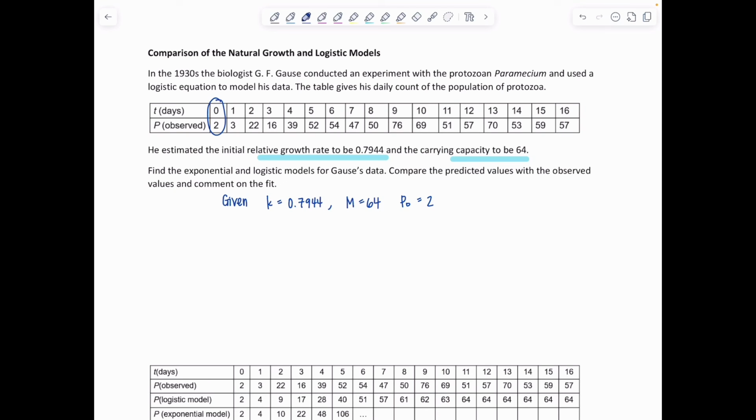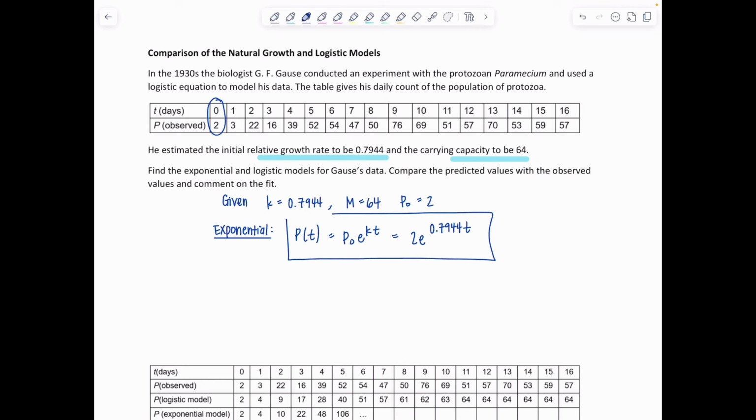Okay. So let's first write out, think back, our exponential uninhibited growth model. That's one that they want. They want us to do both models, the one that we learned earlier. So P of t equals P naught e to the kt. Remember that guy? So this is 2e to the 0.7944t. This is the exponential model.